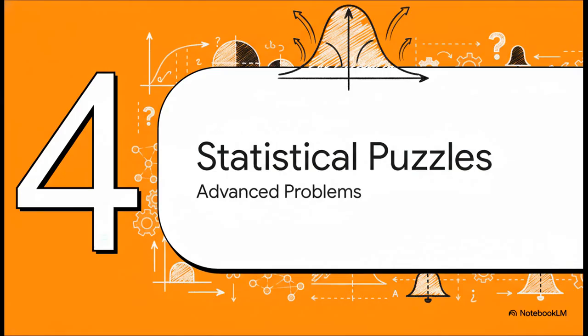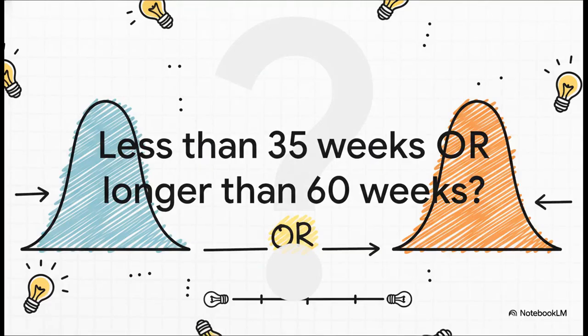All right, you've totally got the basics. Now let's level up and see how this rule helps us solve some more advanced statistical puzzles. Okay, for this next one, you've got to pay really close attention to the wording. What percentage of bulbs last less than 35 weeks or longer than 60 weeks? That little word "or" is the absolute key here. It tells us we're looking for the total of 2 completely separate areas, the far-out tails of our curve.